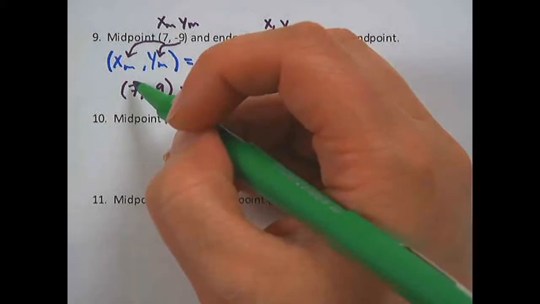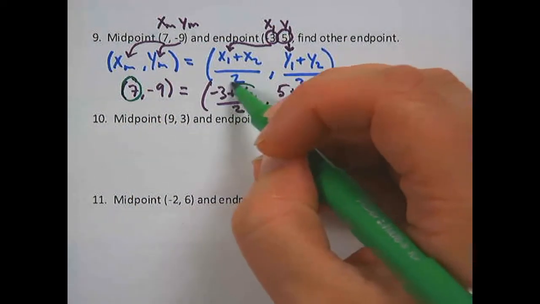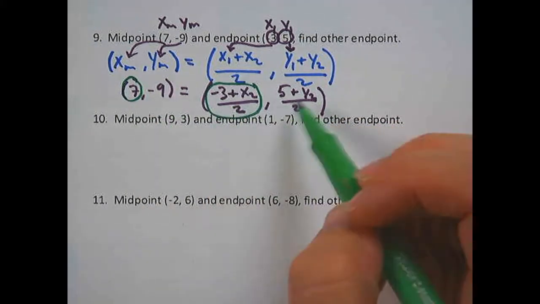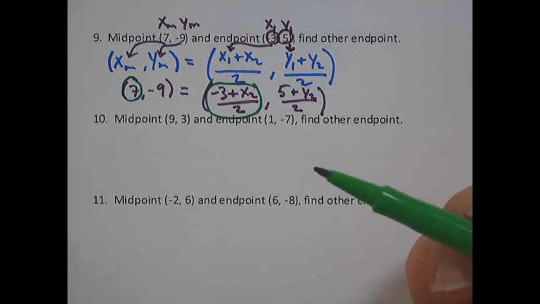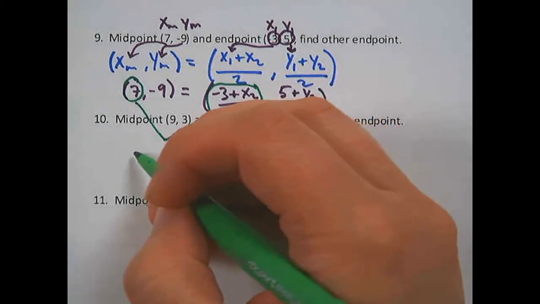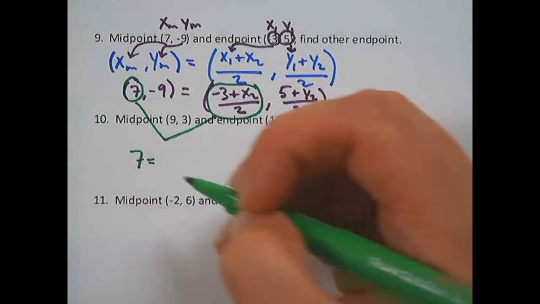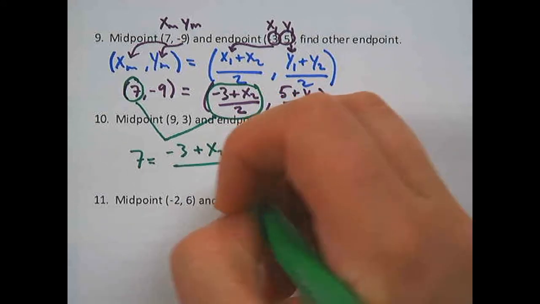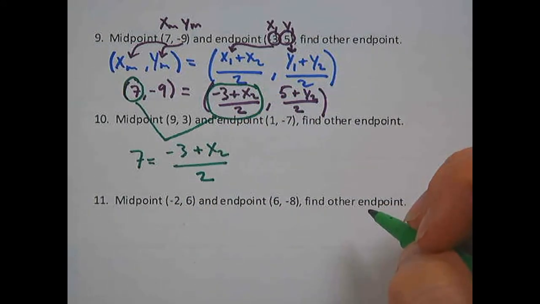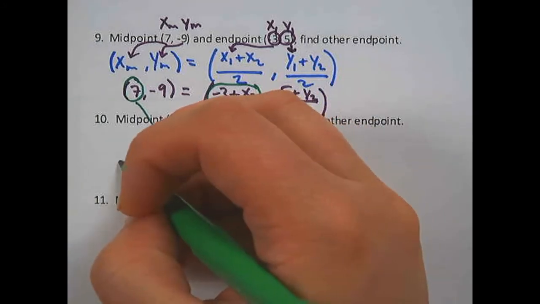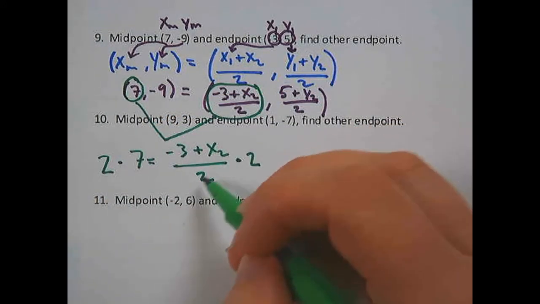Now I know this 7 and this x coordinate need to be equal to each other, because we have a set of coordinates we're saying are equal to each other. It's part of the formula. So I'm going to match these up. I'm going to go 7 equals -3 plus x2 over 2, and I'm going to solve for x2 using this method. So I'm going to multiply by 2 on both sides, just using algebra here to get rid of the fraction.